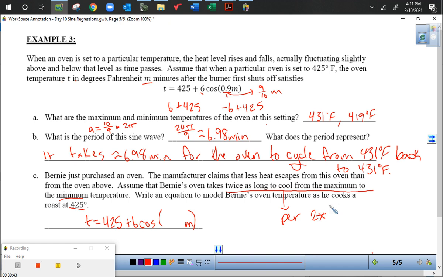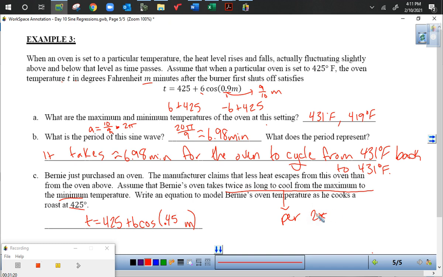So remember, the period up here was calculated by taking the reciprocal of what we used in the equation. We didn't use the 9/10, we used the 10/9. So if the period here is doubled, what we need to do in the equation is the reciprocal of that. We need to half it. So the original number was 0.9. All we have to do is take half of that and get to 0.45. Okay, if that makes sense to you, that's all you have to do.